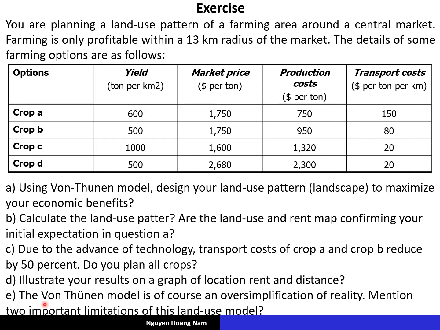And then question E, the von Thunen model is of course an oversimplification of reality. Mention two important or discuss two important limitations of this land use model, and that is a very good connection with what I'm going to tell you in the next slides. In the next slides, which is the modification of von Thunen model.